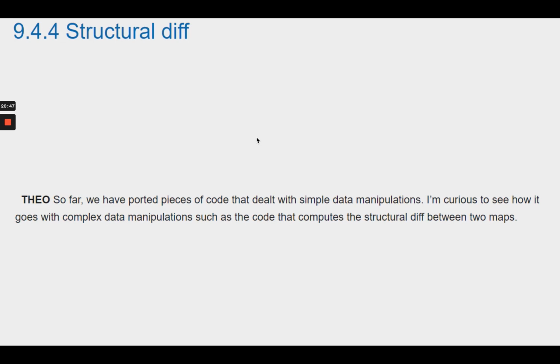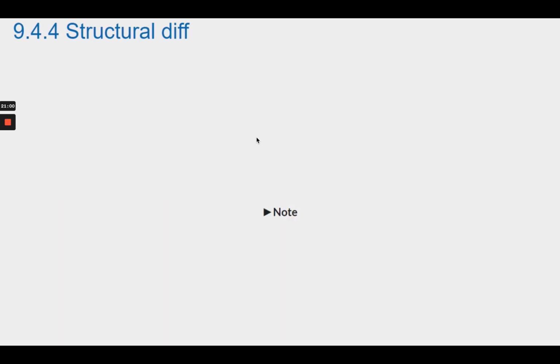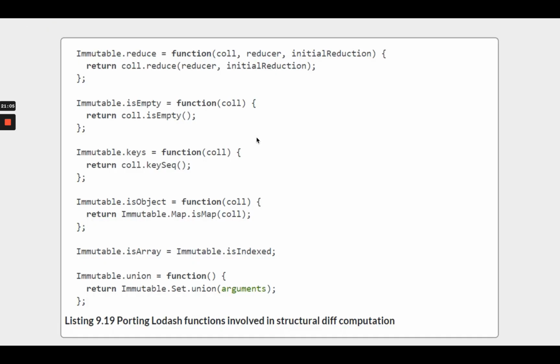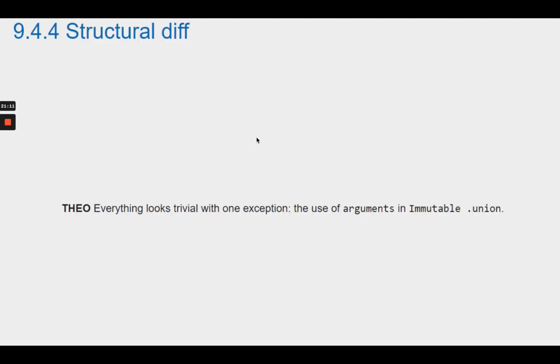Theo, so far we have ported pieces of code that dealt with simple data manipulations. I'm curious to see how it goes with complex data manipulations, such as the code that computes the structural diff between 2 maps. Note: Chapter 5 introduces structural diff. Joe, that also works smoothly, but we need to port another 8 functions. Theo, everything looks trivial with one exception, the use of arguments in immutable.union.